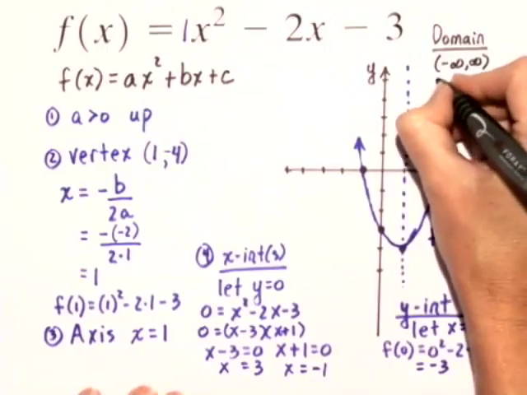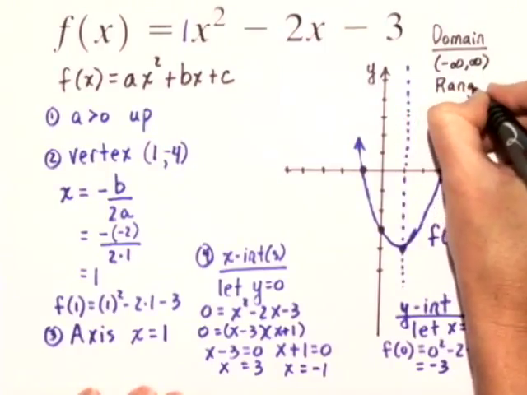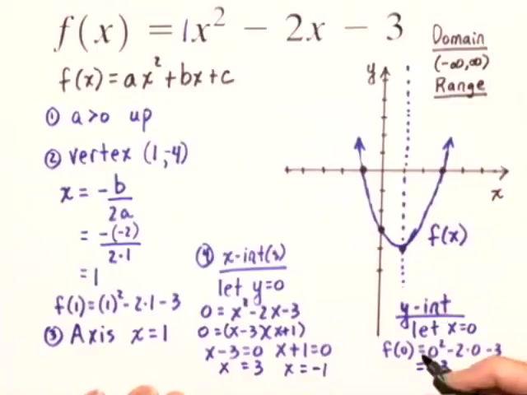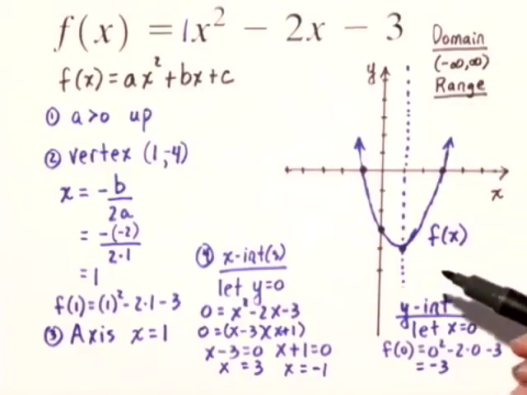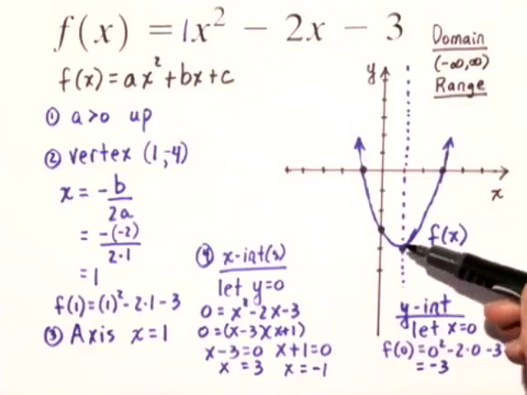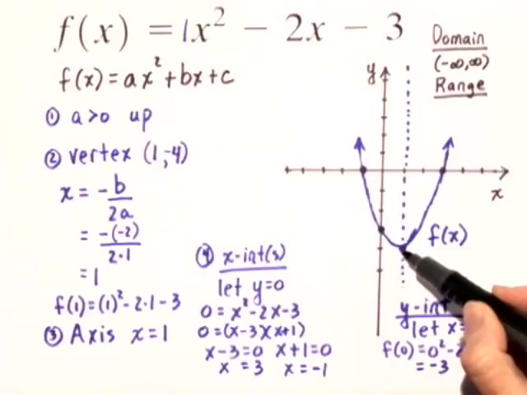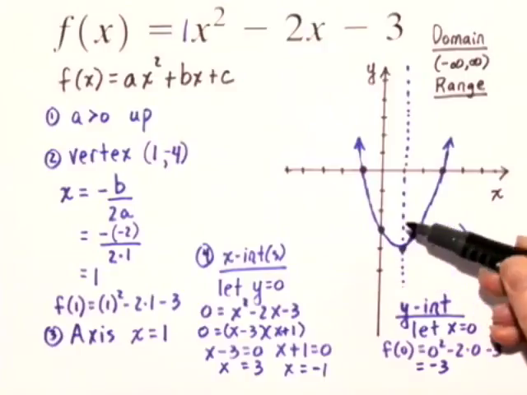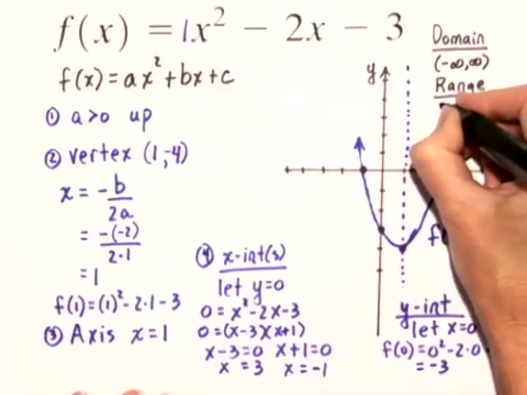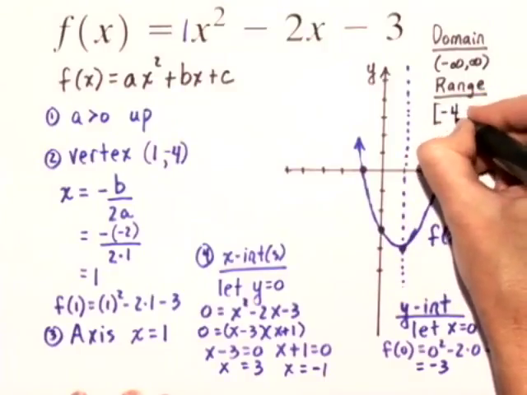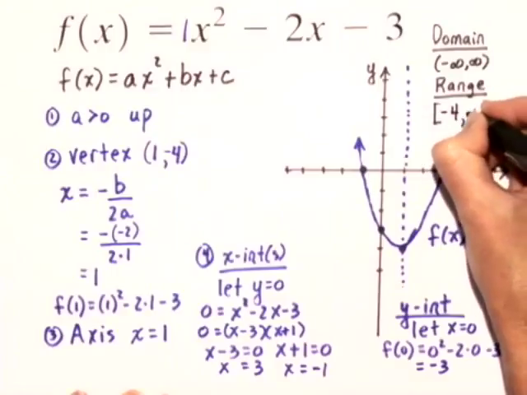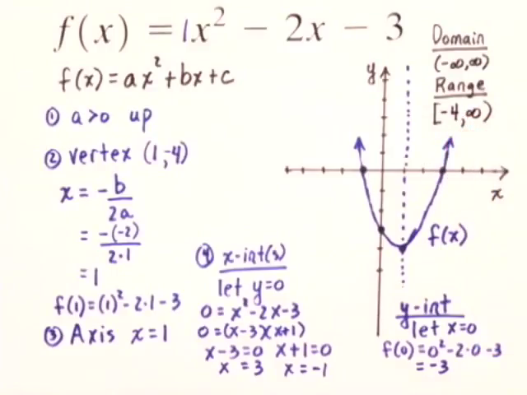The range in this case. If we look at our graph, we can see that the smallest y value we see on our graph here at the vertex is -4. So the y values go as low as -4 or greater than -4. So the range is on the closed interval from -4 to positive infinity.